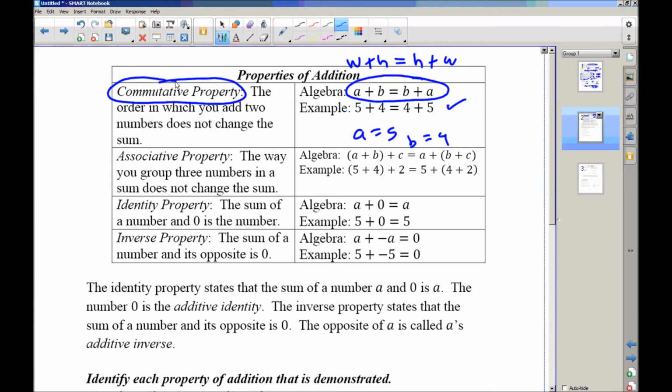All right, associative property. The way you group three numbers in a sum does not change the sum. So we can group them. Okay, so here I group the first two together. Remember, order of operations would say to do the parentheses part first. Okay, and here I group the second two together. It doesn't matter which ones I group first. When I'm done, I'm going to get the same answer. It's still going to be, for this example, 11 on both sides. Here I add the 9 plus 2 on this side, and on that side I say 5 plus 6, but either way we get 11.